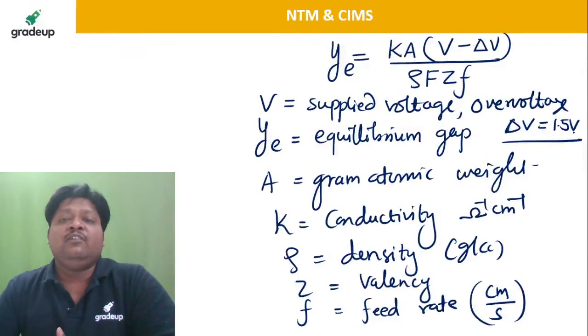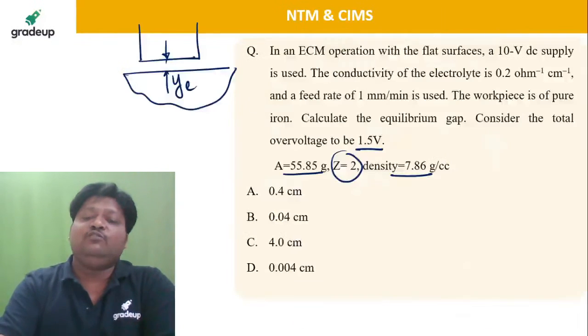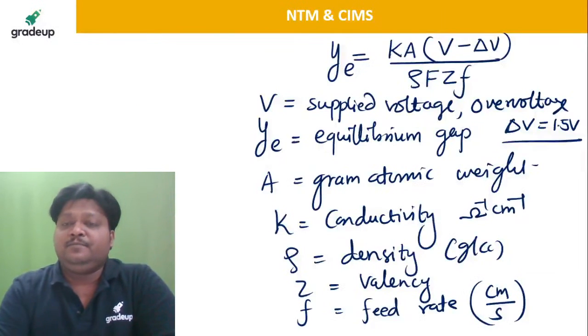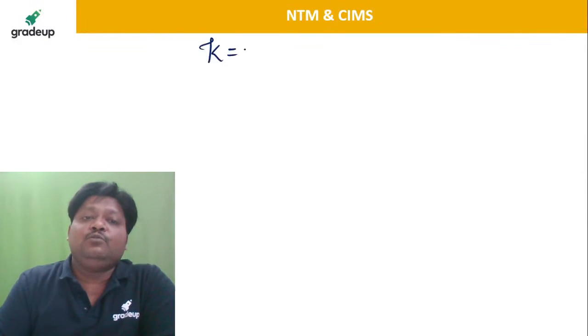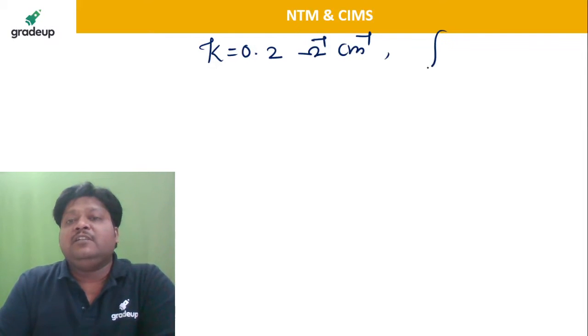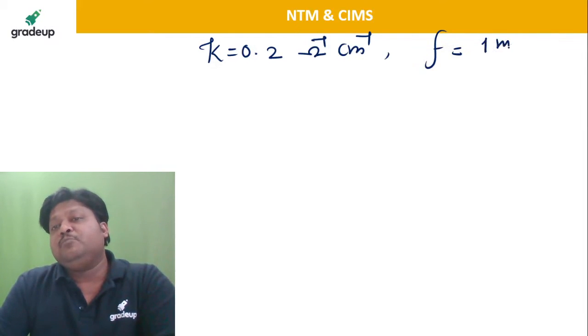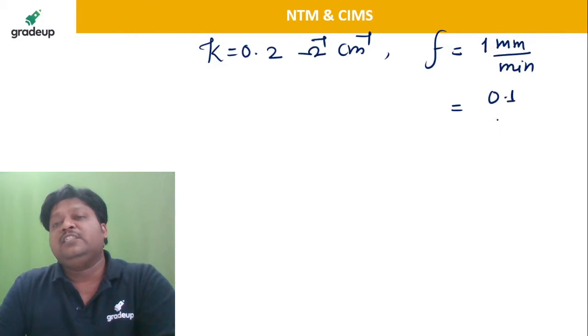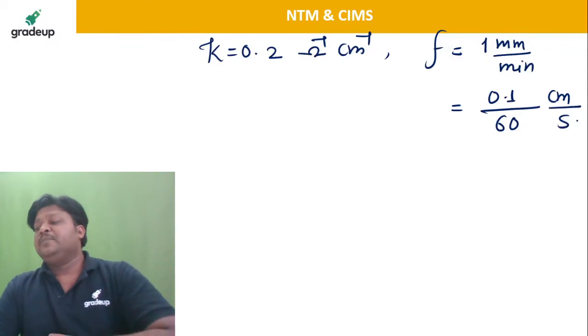Very easy. I have given you the formula, so just put the values there. K is how much here? They have given K is equal to 0.2 ohm inverse centimeter inverse. They have given the feed rate, that is 1 mm per minute. So definitely I want it in centimeter per second. So 0.1 centimeter, which is equal to 1 mm, divided by 1 minute, that is 60. So it will be centimeter per second, isn't it?